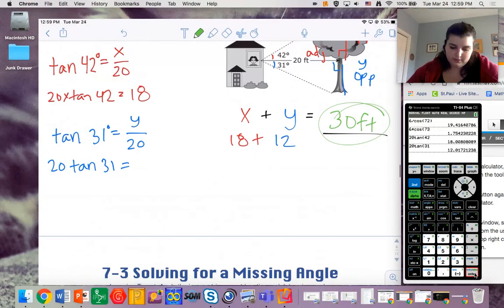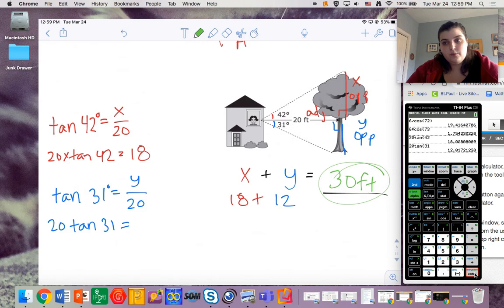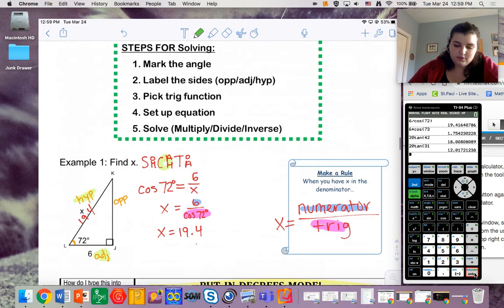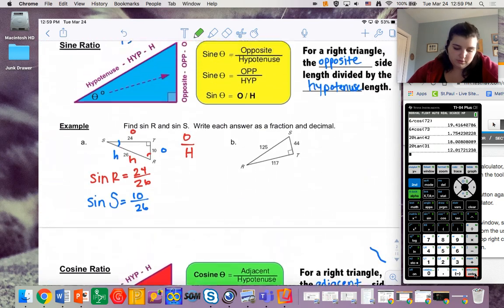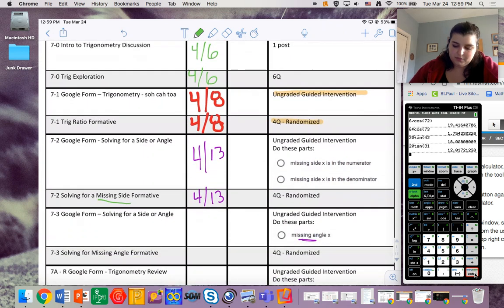All right, and then we'll talk about missing angles later in the week. So again, your assignment is to do the Google form, these two parts, okay, and also those 4 randomized questions.